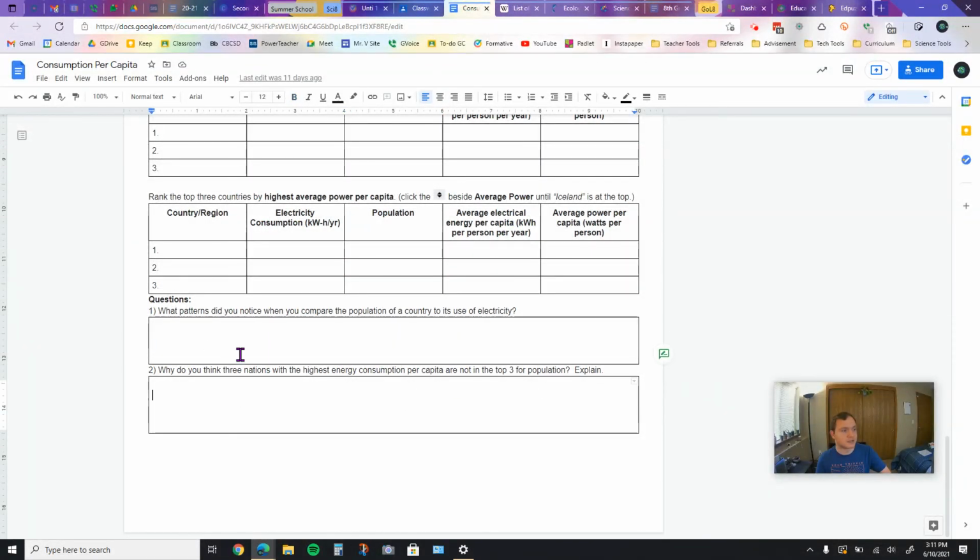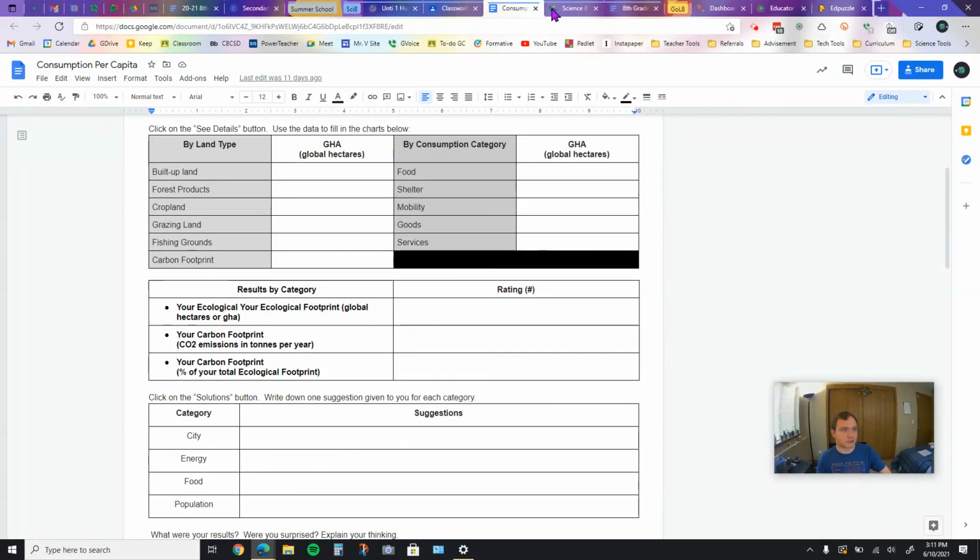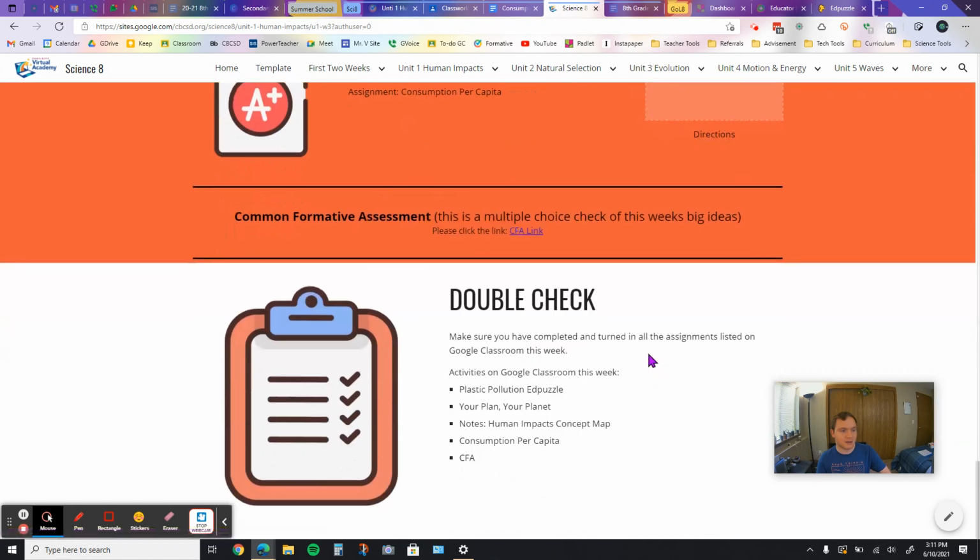And then there are 2 questions about the data that you just copied and pasted from Wikipedia. And that is how you do consumption per capita. Make sure, again, like I said earlier, to do the CFA. And this is your double check on the things that should be turned in this week.